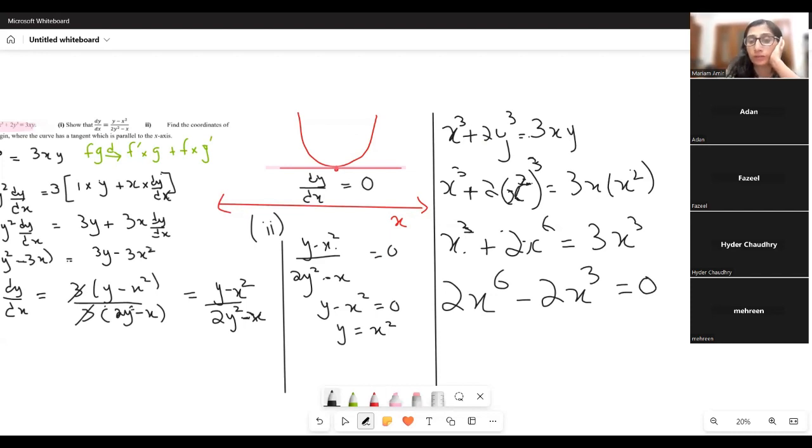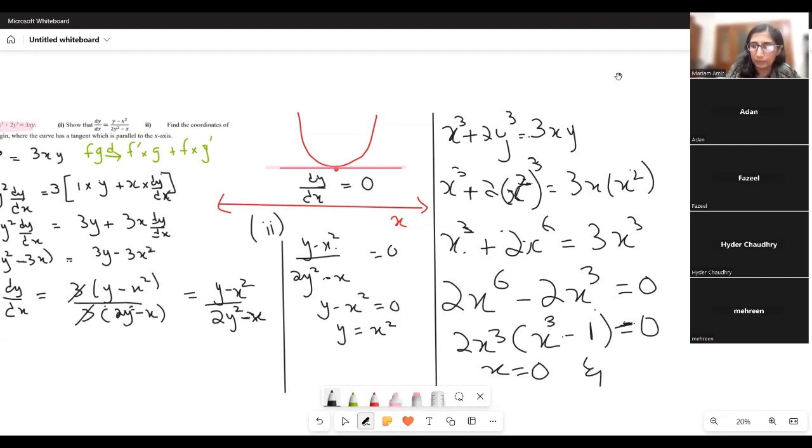So I'm going to take 2x cubed common. So I get x power 3 minus 1 equals 0. So I'm getting x cubed equals 0 and x cubed equals 1, and then you can take cube root on both sides. So you're getting x equals 0 and x equals 1.